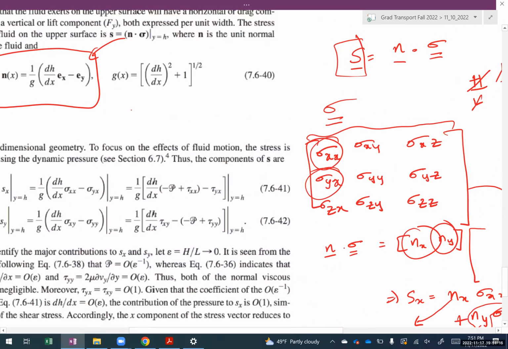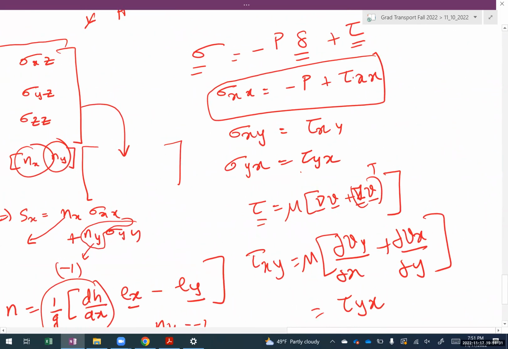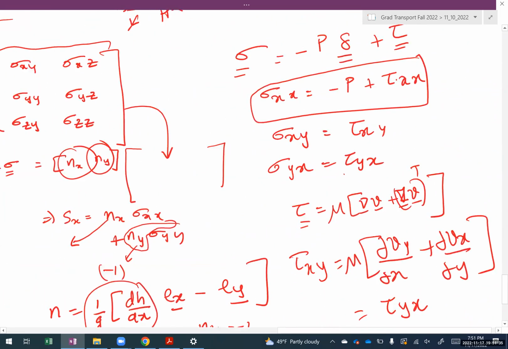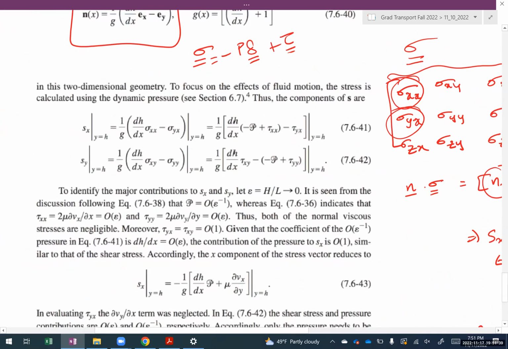And what is sigma? Sigma is your stress tensor. Sigma is minus p times delta plus tau, which is what is given here. So sigma xx is nothing but minus p plus tau xx. I think you just have to put together what you have learned a little bit before. So you can get sx, you can get sy.